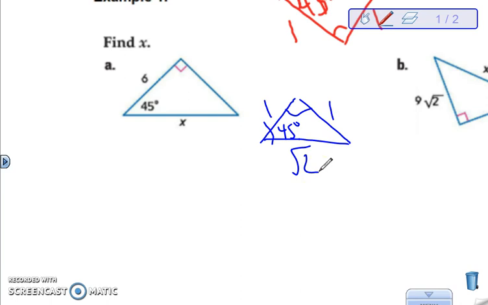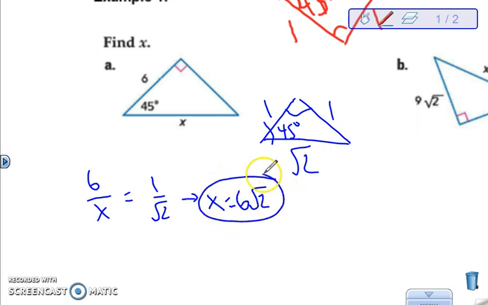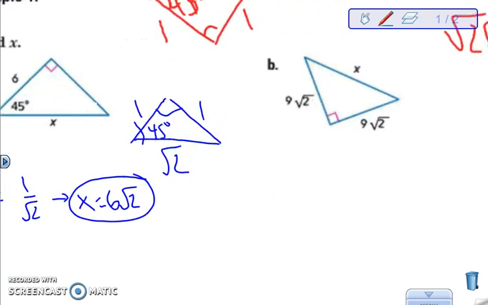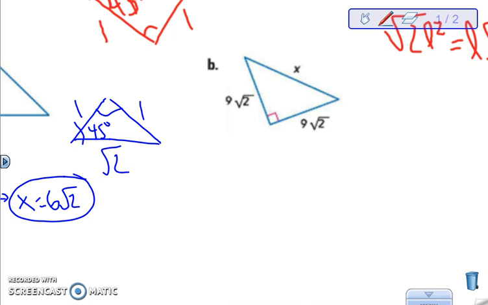So again, using our corresponding parts, 6 over x, 1 over square root 2. So then when I cross multiply, x is equal to 6 square root 2. Looking at the second example, we have two matching sides. So the other side must be proportional to square root of 2.